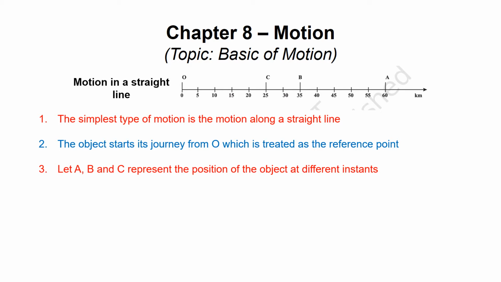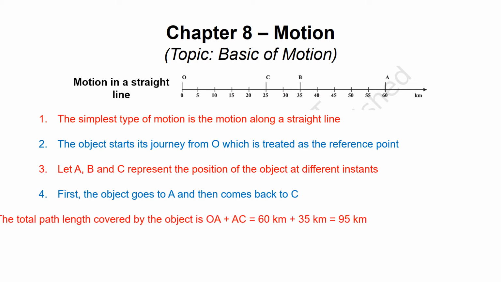Let A, B, C represent the position of the object at different times or different instants. First the object goes to A, then comes back to C. So first the object goes from O to A, then comes back to C.